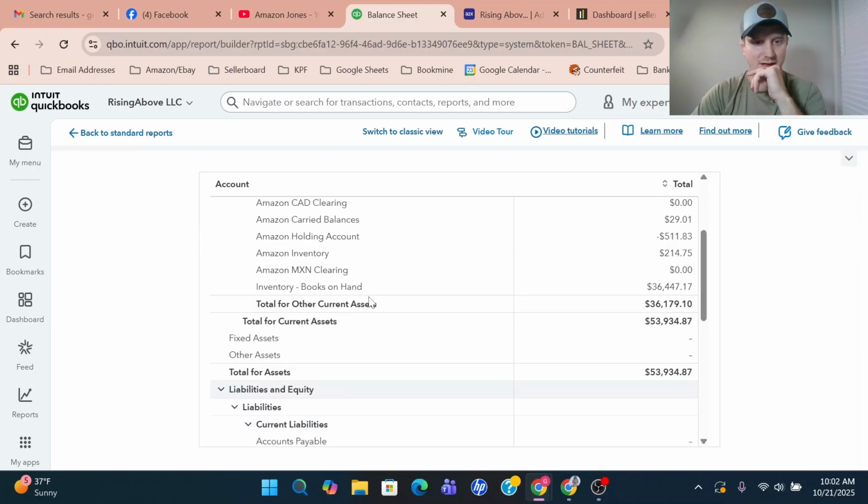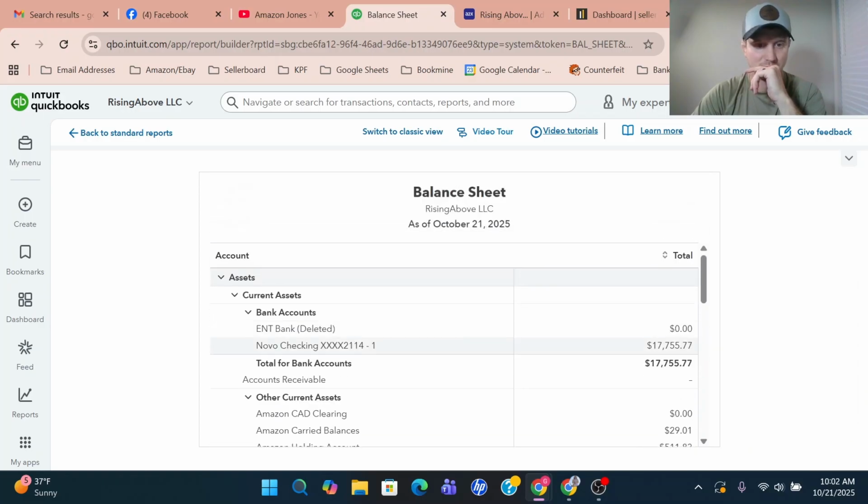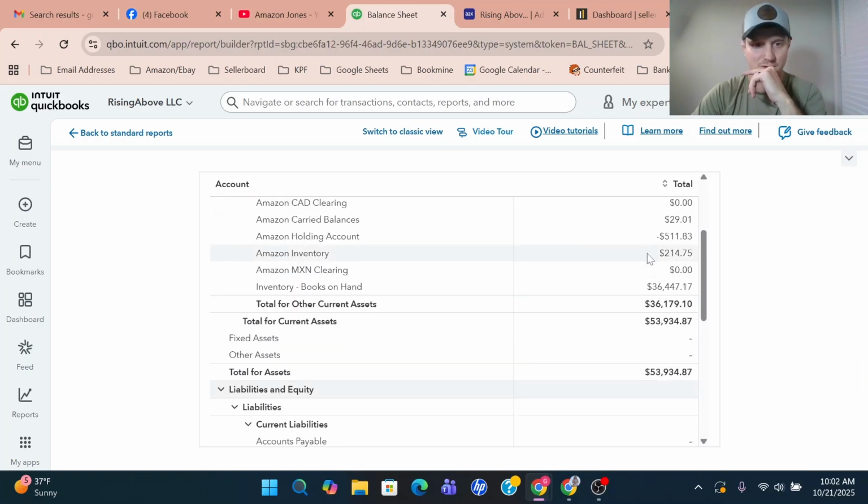So every time our card gets charged, we're putting it right, where is it? Inventory, Amazon inventory, right here. So we're going to be putting it into here and it's all going to come on, right here, inventory books on hand. Thought that looked a little small. We're going to be putting it right here in inventory. So every time our card gets charged, it comes into here.